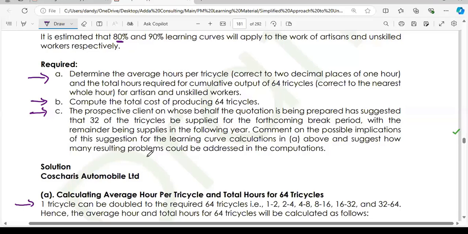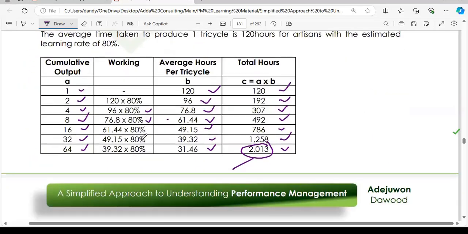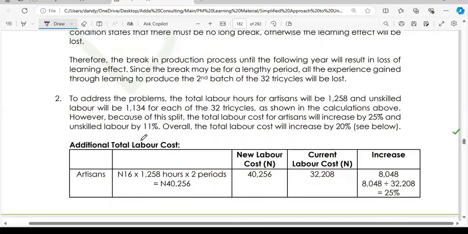Now, in this requirement C, the examiner is telling you a client on whose behalf these tricycles are being produced is now suggesting that it should produce 32 tricycles. Then the remaining 32 should be deferred to the following year. So you should know that once there is a break, that will affect the learning effect. And this is what the examiner wants you to comment on. So to save time, let's see how we treated it.